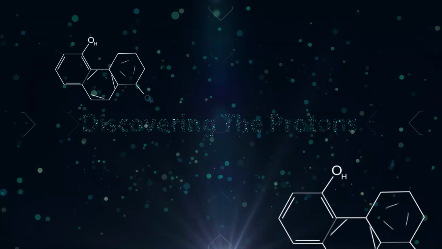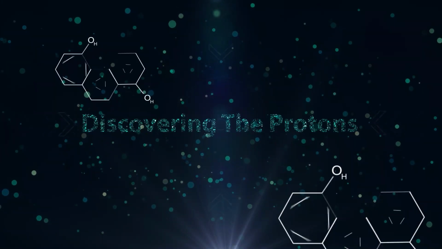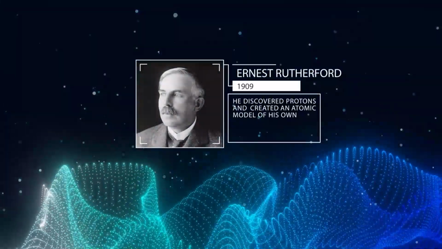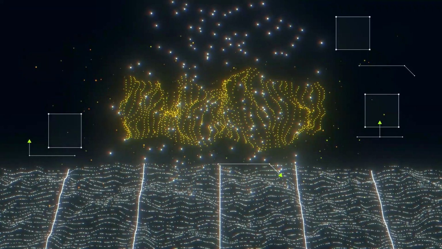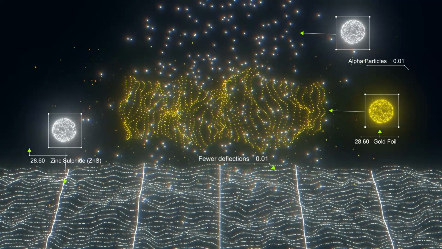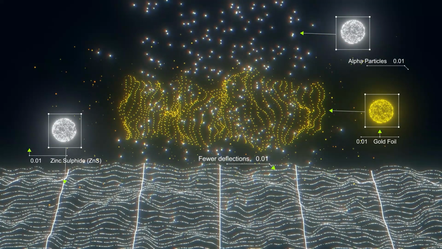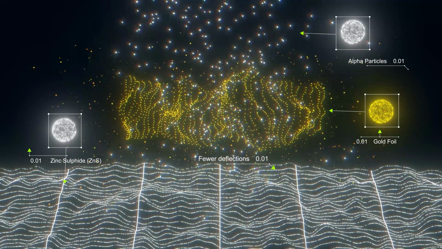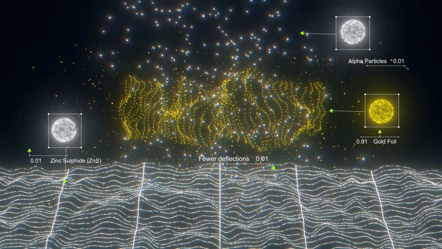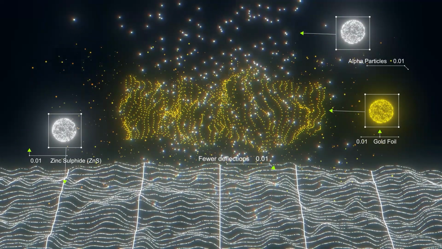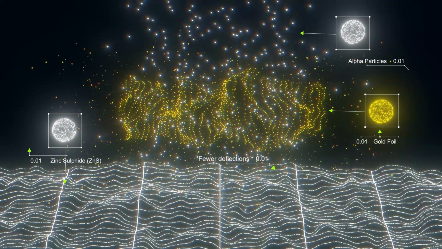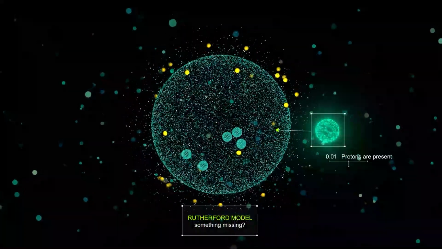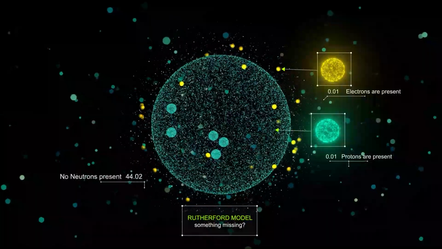Discovery of protons. Protons were discovered by Ernest Rutherford in 1909. He bombarded alpha particles on an ultra-thin gold foil and then detected the scattered alpha particles on the zinc sulfide. From his observation, the alpha particles were not deflected. They passed through the foil, although very few bounced back. Then Rutherford proposed the theory of his atomic structure, which included protons as being a positively charged particle within the atom.